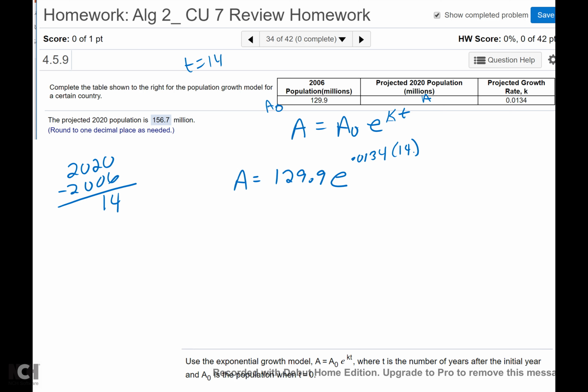So if I type that in, 129.9, second divide for E, caret, parentheses, 0.0134 times 14. And I get 156.7049791. It says one decimal place. The 0 won't bother it. So 156.7 million. Alright.